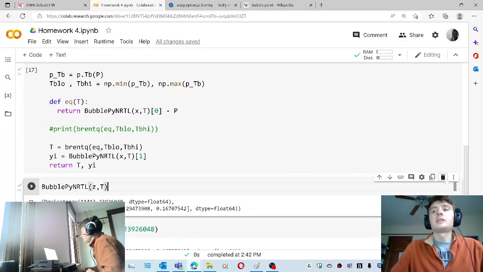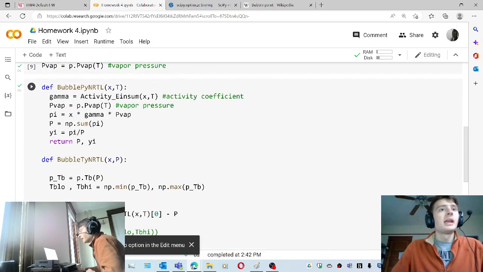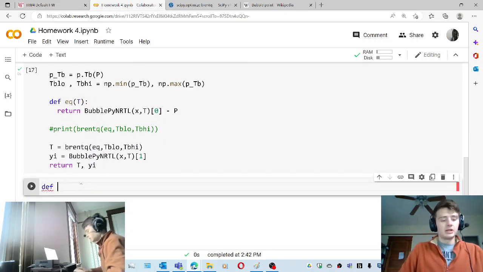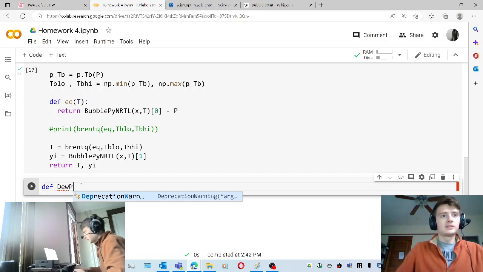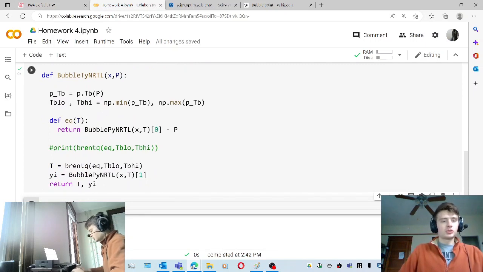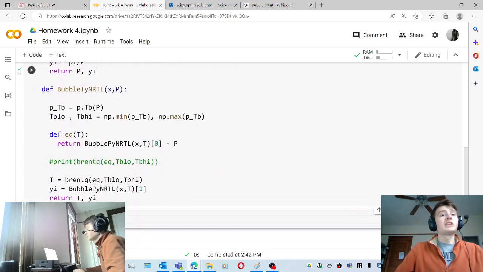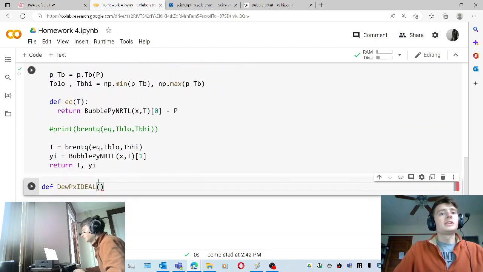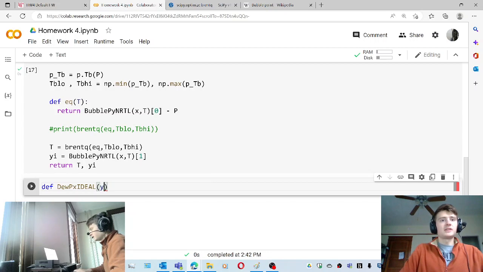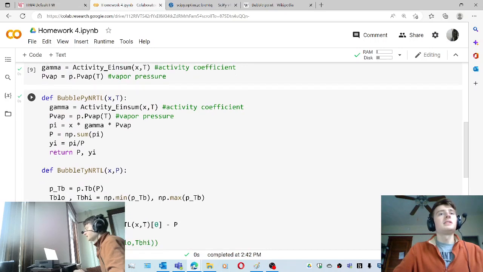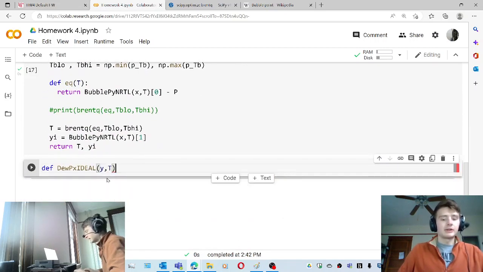So let me delete this and this down here, and I'll come up here and define a function that returns the dew pressure. Let's start out with the dew pressure, I think that would be best. And then I also want to return the composition of the first drop of dew. But instead of using the NRTL, I will just use the ideal model. So I will need to give this the composition of the vapor phase, and I will also need to give it the temperature, to calculate the pressure.